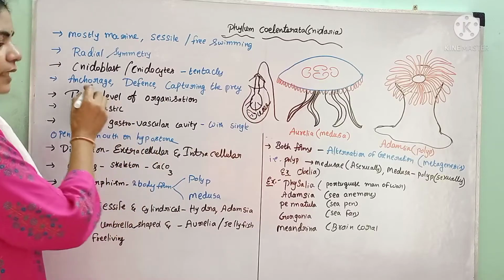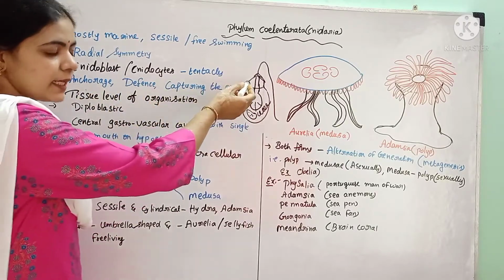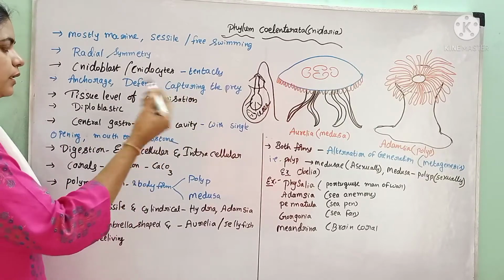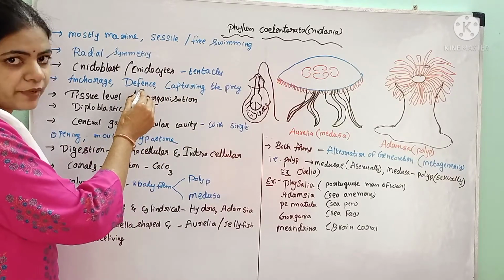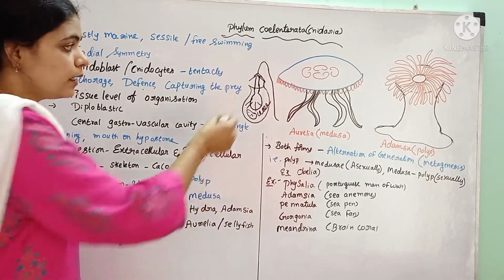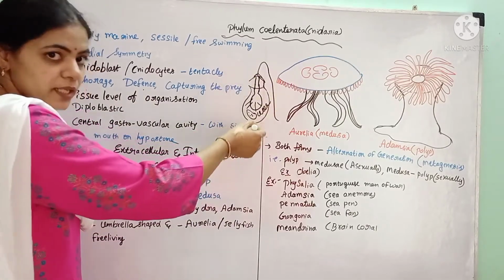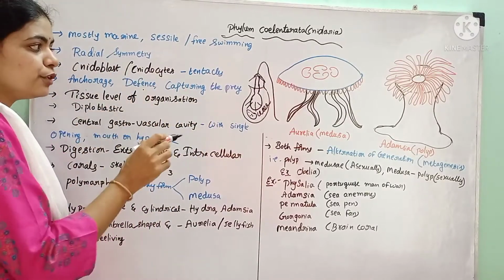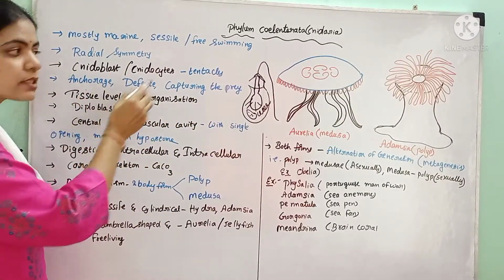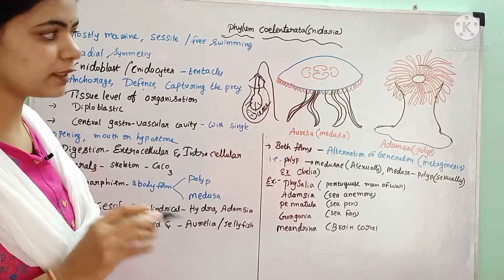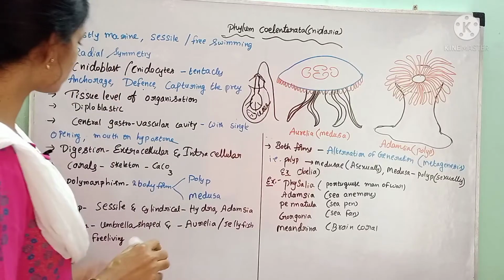And the function of these cnidoblast cells is for anchorage. They consist of hook-like structures. Because of that, they can attach to anything, and they help in defense. Defense means they can protect themselves from the predator by means of these cnidoblast cells present in the tentacles. And not only for anchorage and defense, these cnidoblast cells are also useful for capturing the prey, that is capturing the food material also.